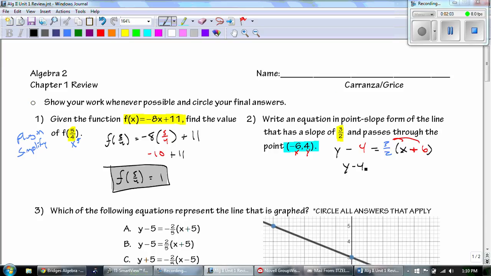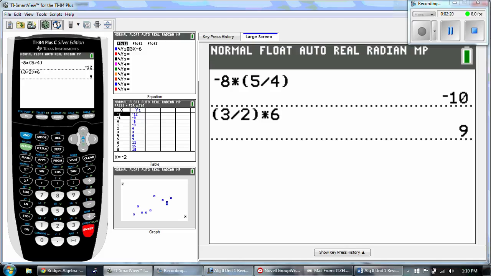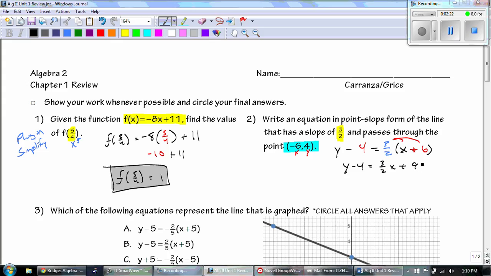So we have y minus 4 equals 3 over 2x plus, in parentheses, 3 divided by 2 times 6, and we get 9. And then solve for y. So we add 4 to both sides, and we get y equals 3 over 2x plus 13.